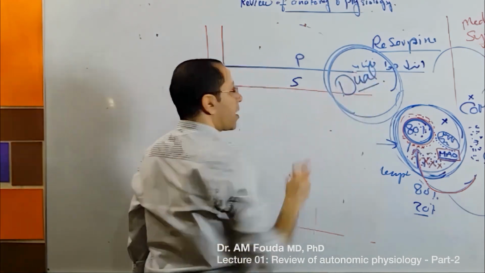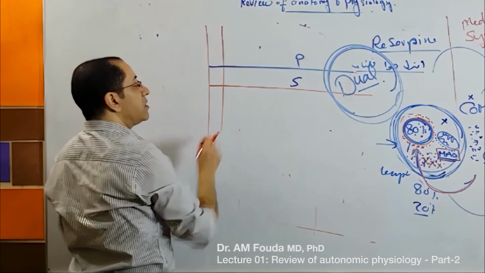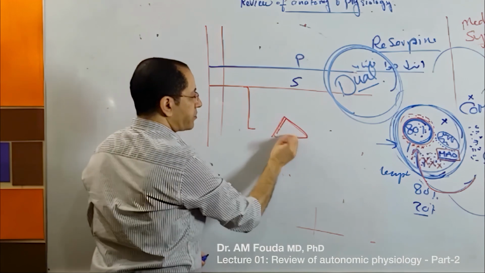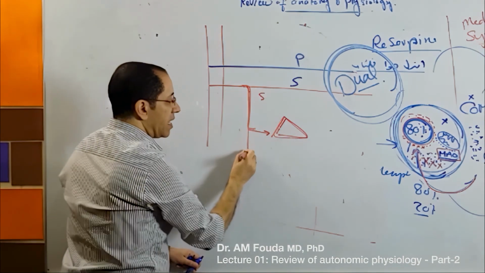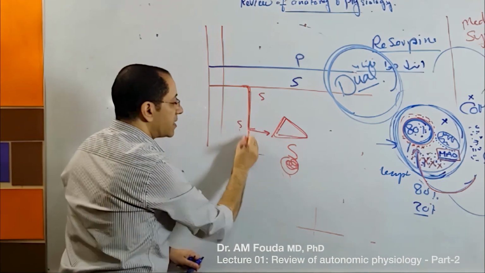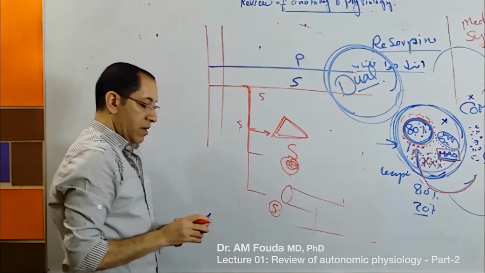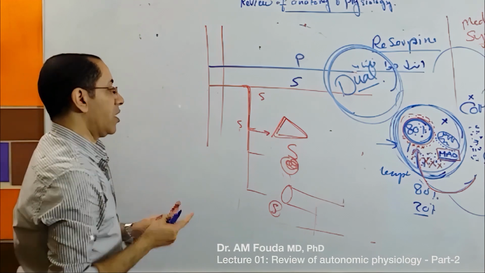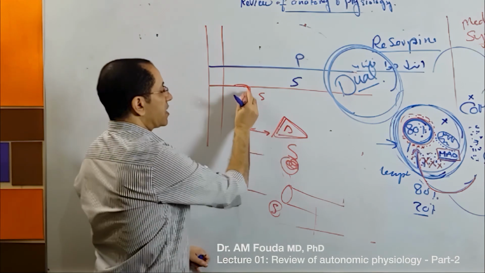However, some organs receive single supply, like the suprarenal gland that has only sympathetic supply, sweat glands that have only sympathetic supply, and most of the blood vessels have only sympathetic supply. The three are suprarenal gland, sweat glands, and most of blood vessels. Don't forget, this was mentioned before.